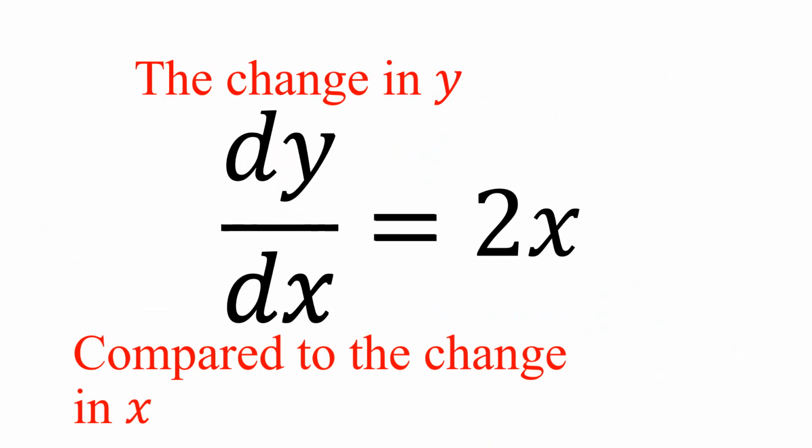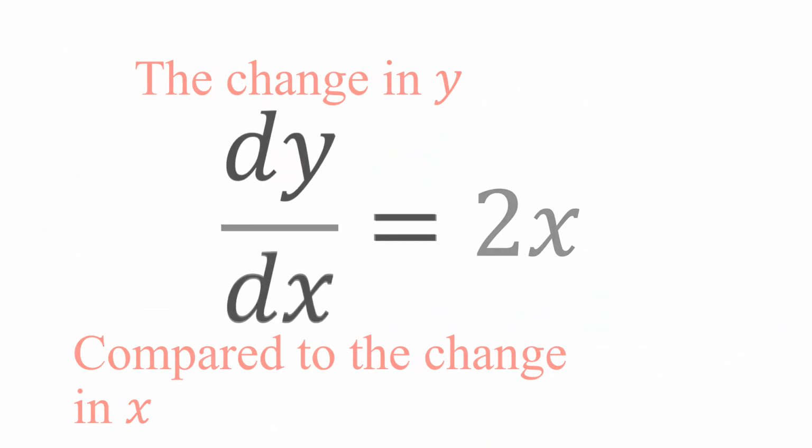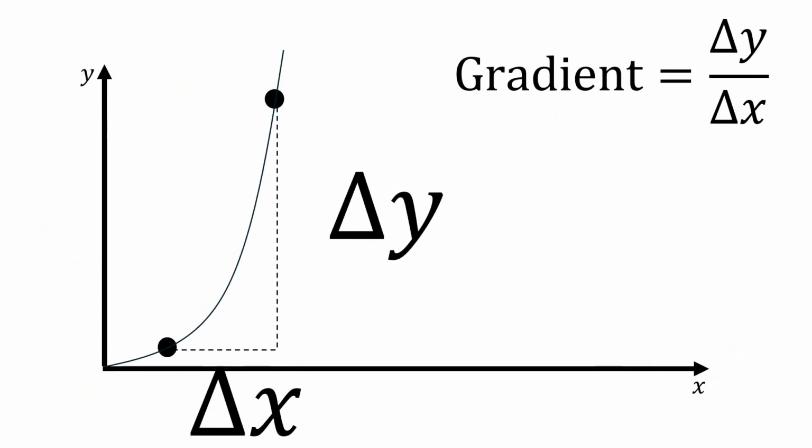Now you might be wondering, why is it 2x? Why does the ratio contain a variable? And that's a great question. But we must look back at our graph. Notice how this part is less steep than this part. So really, the gradient is influenced by which point you're calculating.